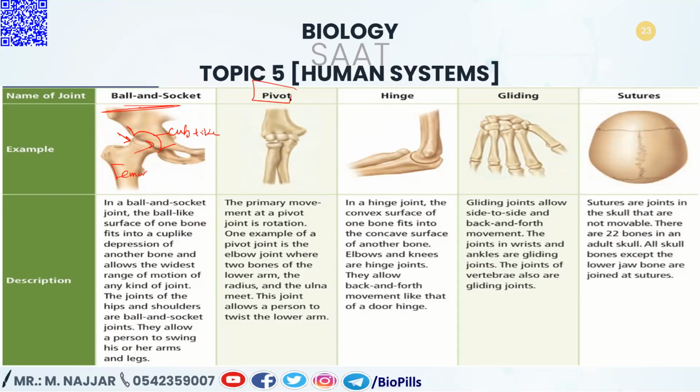They are in the pelvic girdle and in the shoulder girdle as well. The pivot: the primary movement at a pivot joint is rotation, which is widely found in our body as well. One example is the elbow joint. And the tricky thing for many students is that there is a pivot joint and there is a hinge joint in the same place, but between different bones.